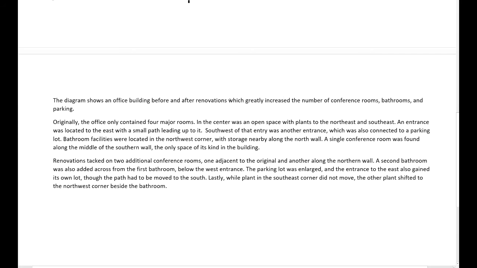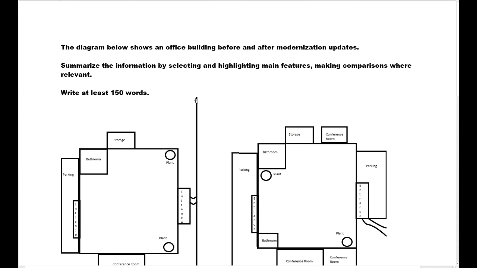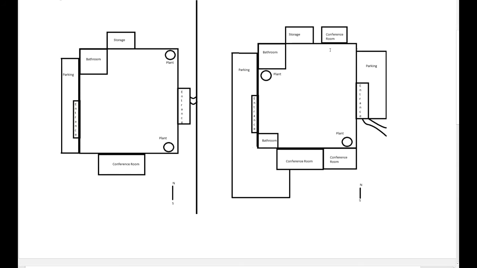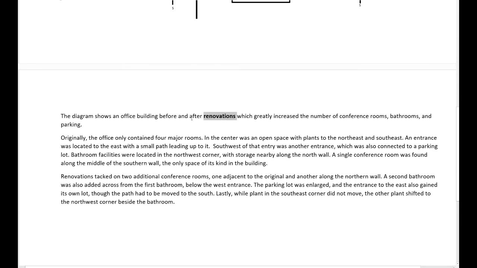Let's see. So we switch over to renovations. Originally the prompt just mentions modernization updates. Okay, so we say renovations, so we're switching that up. In open space, I think works well.